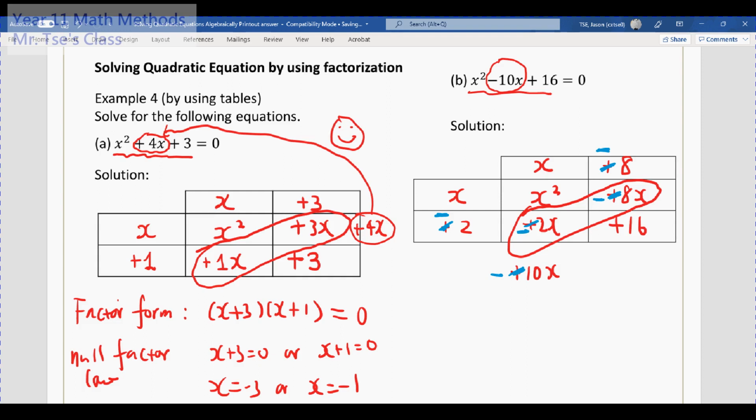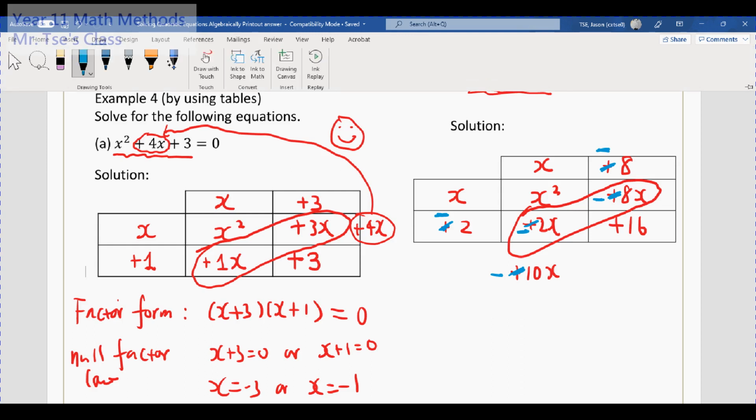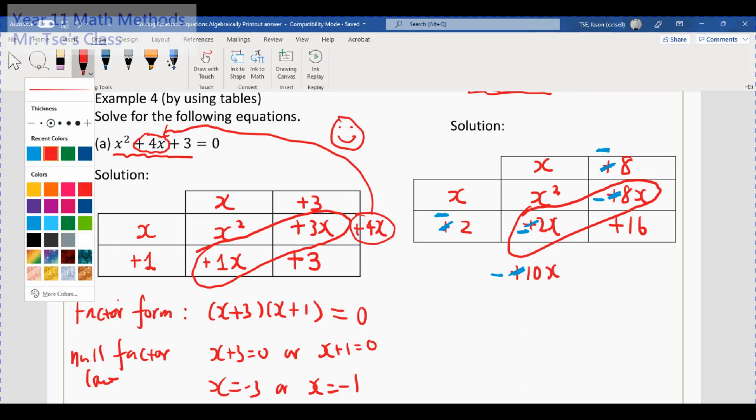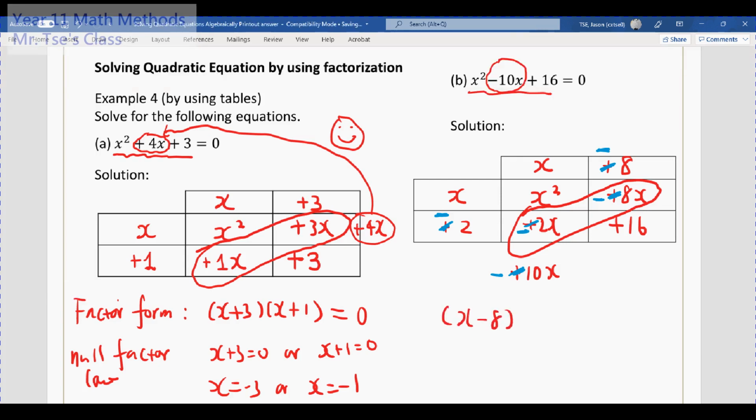So when I change that plus 8 and plus 2 into minus 8 and minus 2, why do I have to change both of them? Because you still need to keep that the two numbers, when they multiply together, equal plus 16. So minus 8 times minus 2 still equals plus 16, right? Okay, so that means the proper combination, the factor form, should be (x minus 8)(x minus 2) equals 0.